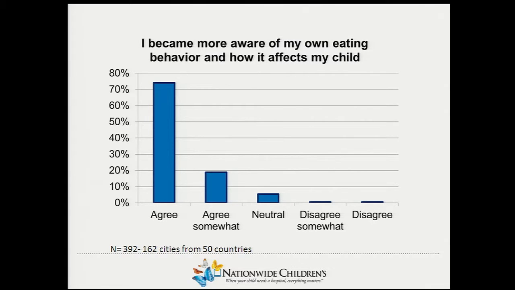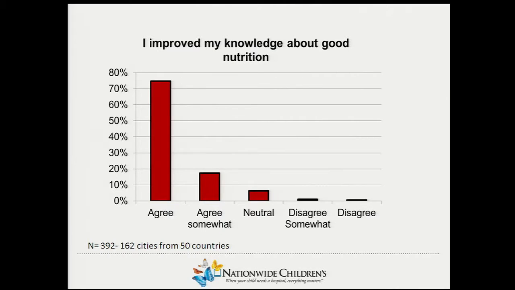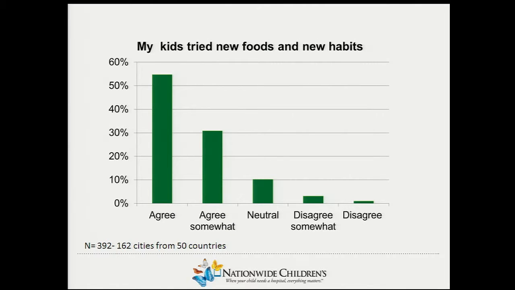So this is one of the questions that they answer, and this is the response in a period of 1 month. There were 392 responses, 162 cities from 50 countries. And you can see that if you look at agree somewhat, just being aware of how your child eats is usually the initial step in feeding your child better. They also indicated that they had improved their knowledge about good nutrition, and that their kids, more importantly, at least about 80% plus, were willing to try new foods or new habits.